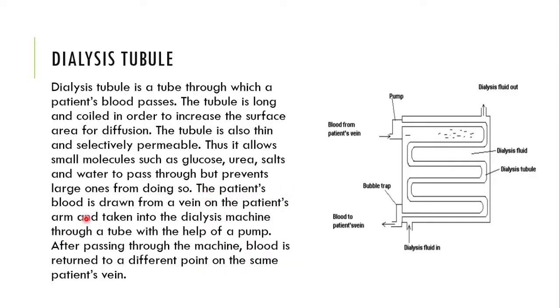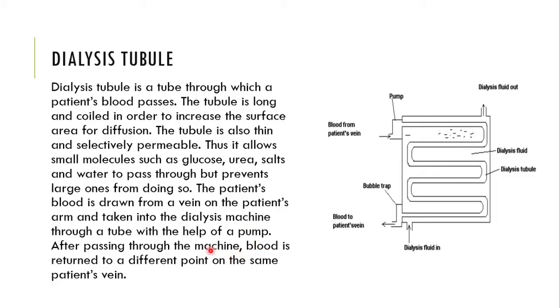So the patient's blood is drawn from a vein on the patient's arm and taken into the dialysis machine. So blood is going to be drawn from the vein of this person to go into the machine. Blood is now being filtered, being cleaned, in short. We're now extracting urea out of the blood. The blood is taken into the dialysis machine through a tube with the help of a pump. So this pump is helping any operator to draw blood from the patient's vein. Then it will go into the dialysis machine.